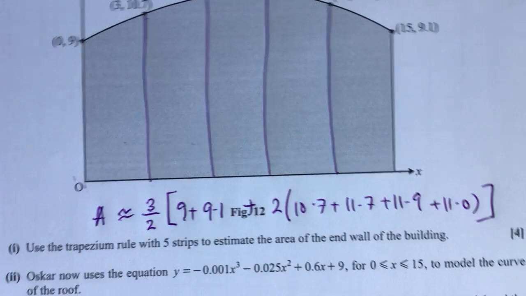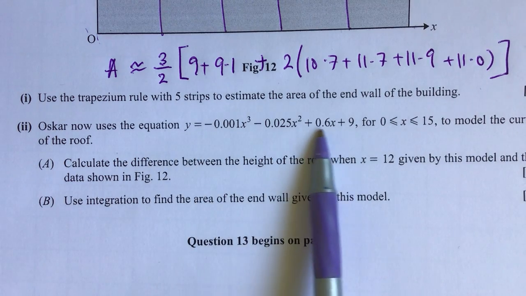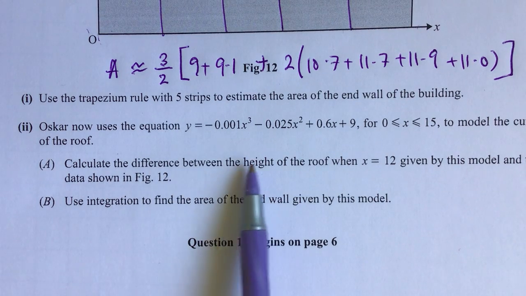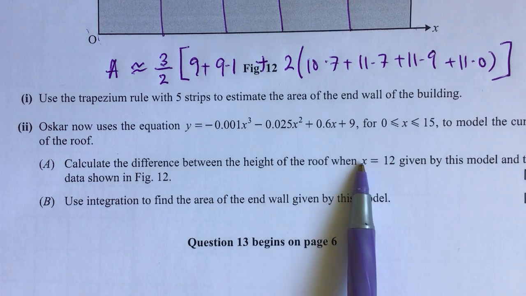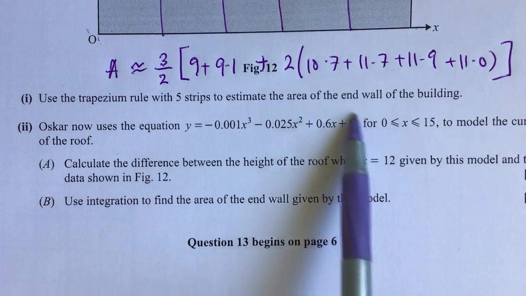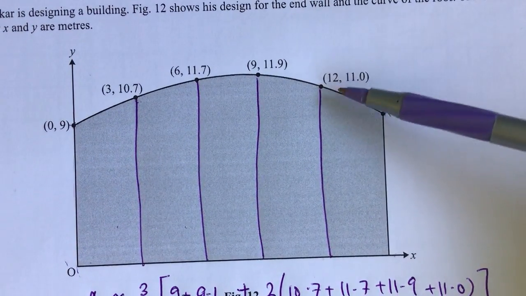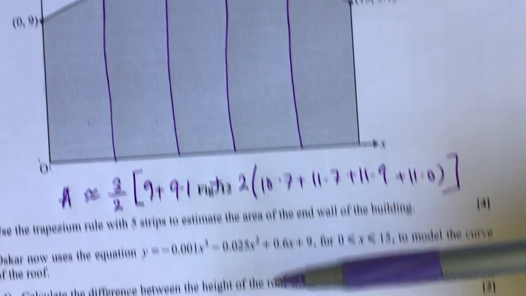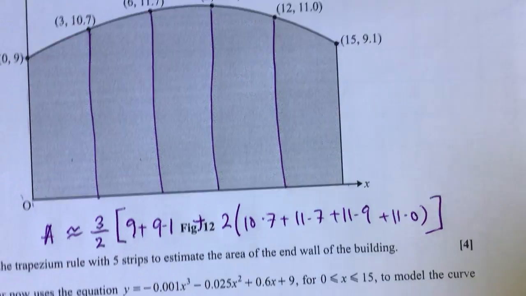It then says, Oscar now uses this equation to model the curve of the roof. Calculate the difference between the height of the roof when x equals 12 given by the model and the data as shown. So when x equals 12, if I put 12 into here, I'll get a number for y, and if I look over here at the graph, when x is 12, it tells me 11.0. So I can simply work out the difference between the number I get when I put it into here and the number I've got here, which is 11.